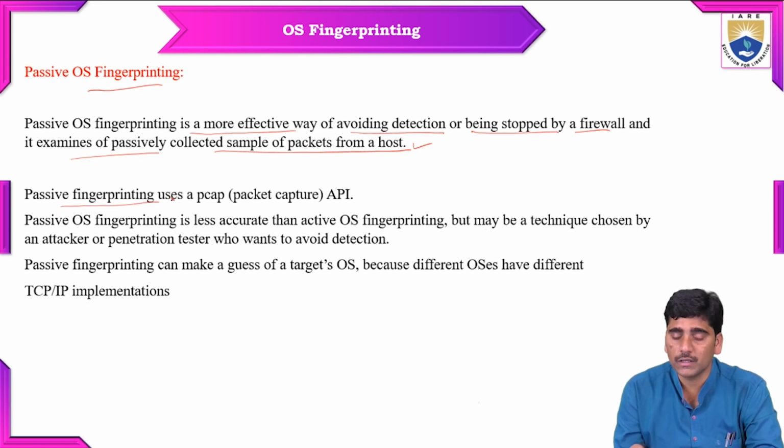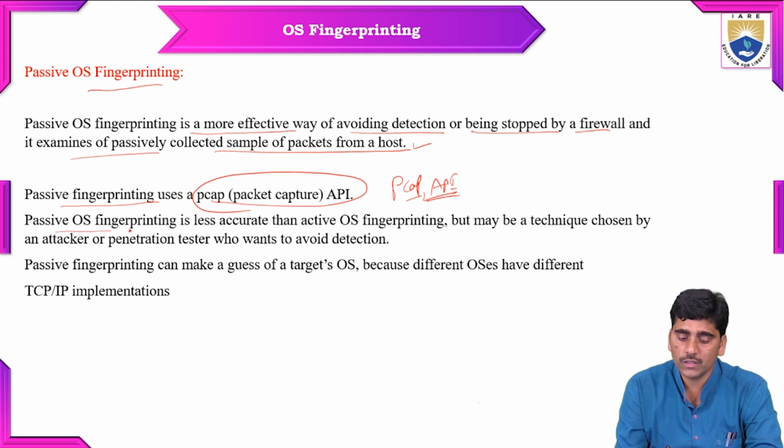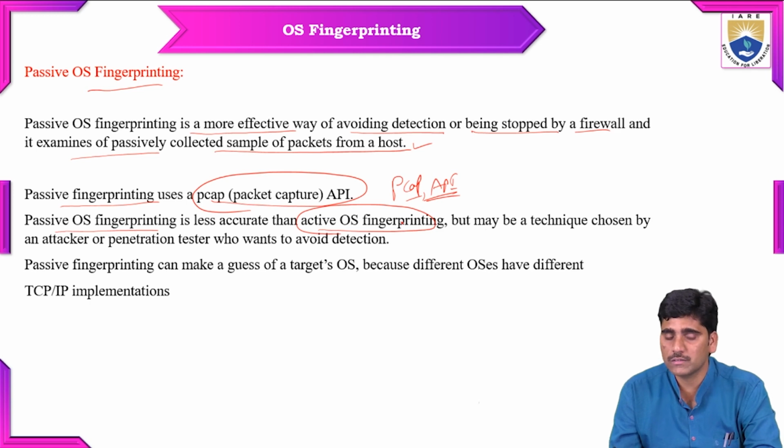And passive fingerprinting uses PCAP, that is nothing but the packet capture API, which is an API used for the packet capturing process. And passive OS fingerprinting is less accurate than active OS fingerprinting. Obviously, passive OS fingerprinting is not directly connected with the targeted operating system, but active OS fingerprinting is directly involved with the targeted operating system.